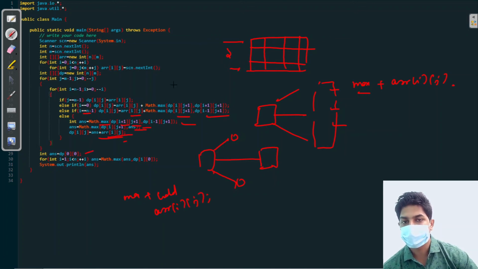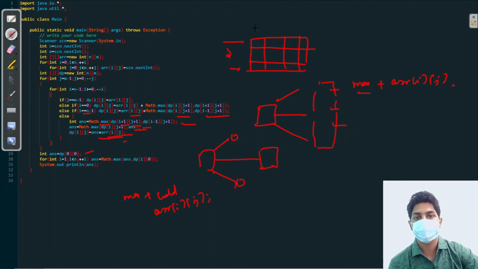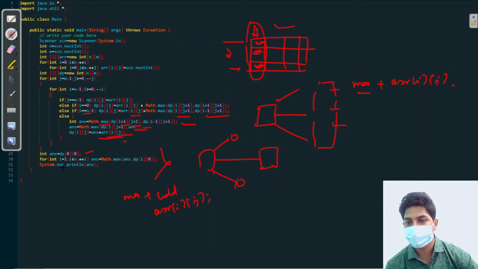Finally, the question was that we are allowed to start from any of these cells, and we have to tell the maximum gold that we can dig out. Each of these cells contains the maximum amount of gold if we start digging from that particular cell. So after filling the dp, we have simply taken the maximum of the first column, and then simply printed the answer.